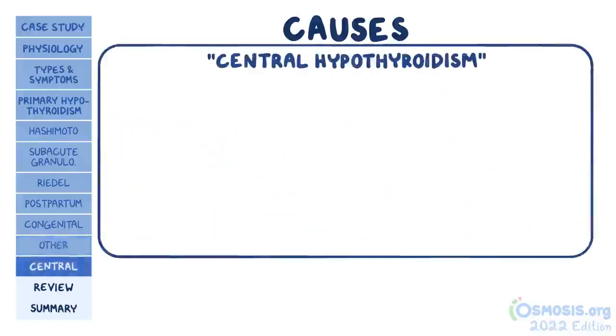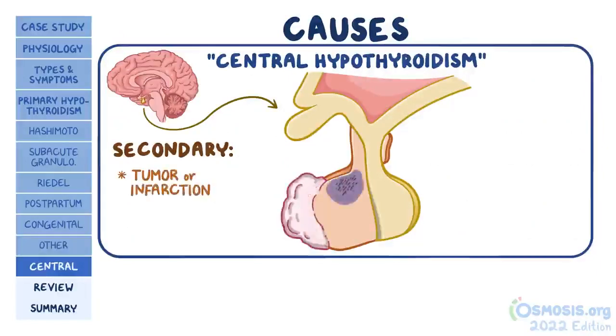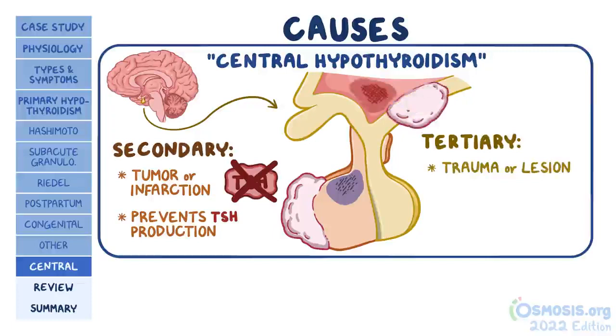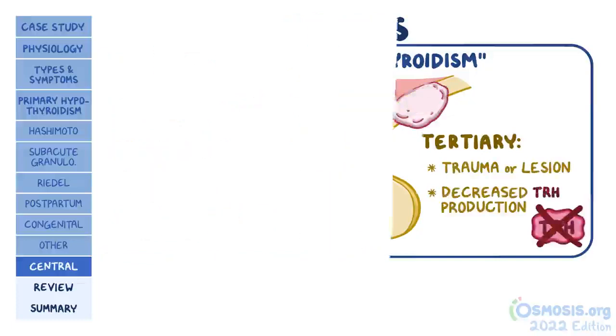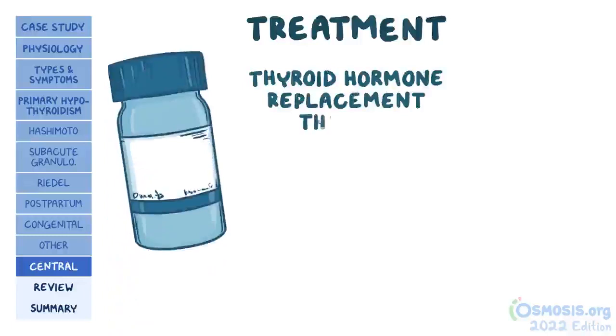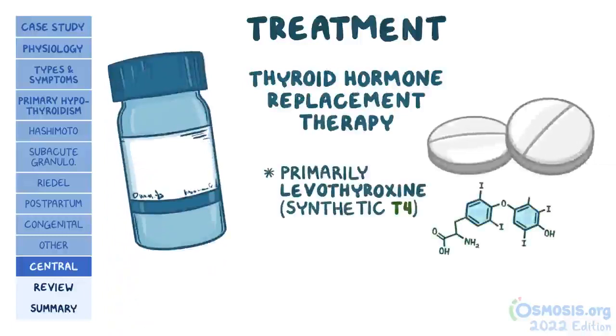Central hypothyroidism is far less common. Secondary is usually due to an anterior pituitary tumor, or an infarction that damages the gland and prevents TSH production. Tertiary hypothyroidism occurs when there's damage to the hypothalamus, and this can be due to trauma or a lesion that compresses the region, leading to decreased thyrotropin-releasing hormone production. Treatment for all types of hypothyroidism is a thyroid hormone replacement therapy, primarily using levothyroxine, a synthetic T4.